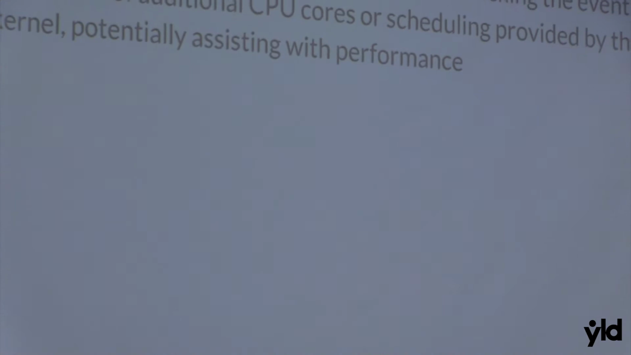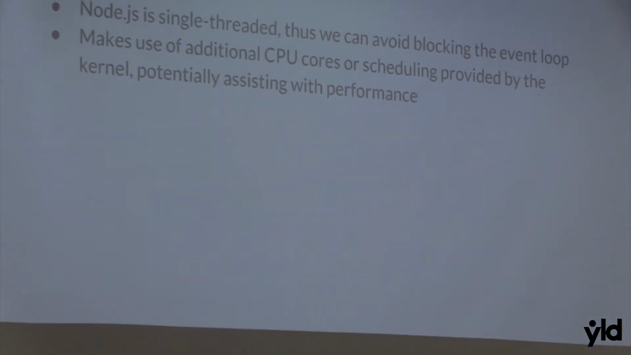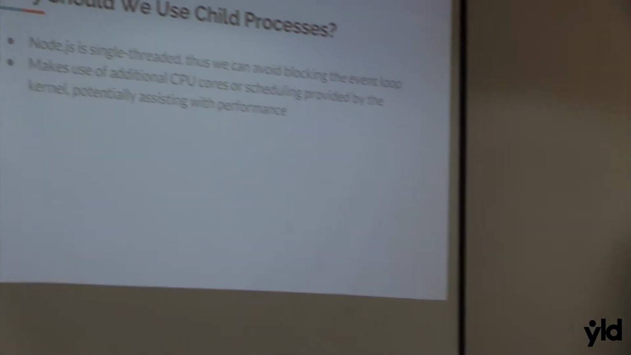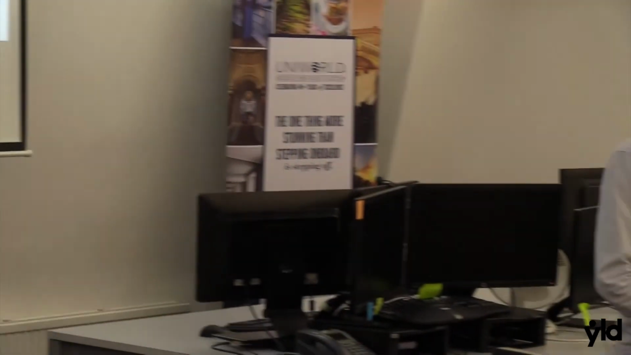So why should we use child processes? Well, there are two key reasons that I think should convince you. First of all, Node.js is single-threaded, so we can avoid blocking our main event loop. In a lot of cases, you're potentially doing local computation, or your services are quite simple, so you don't always need this. But if you're working with a lot of requests and doing a lot of CPU-bound operations, then you want to keep the main event loop as free as possible.